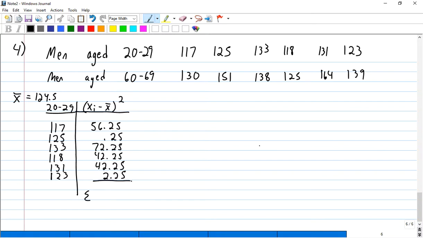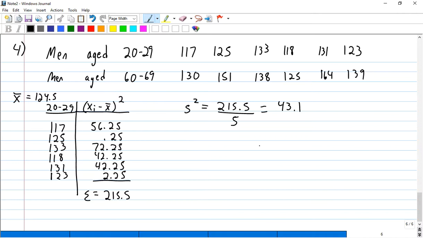Alright, so we'll sum those up. And when I sum those up, I got 215.5. So S squared is going to equal 215.5 divided by n minus 1, which is 5. So I have the variance is 43.1.